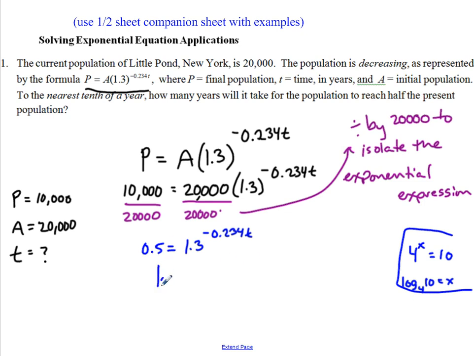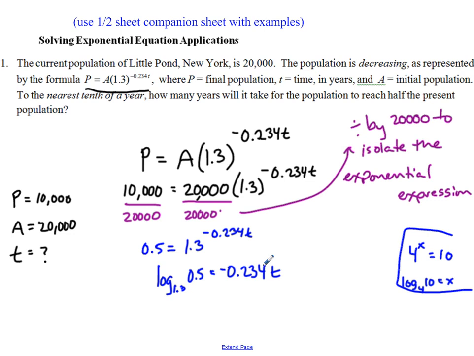Write a log expression, or log equation in this case. The base is 1.3, so it's log base 1.3 of 0.5 equals, now the log is the exponent, so it's negative 0.234 t. Still looks kind of hard, but the left side's all numbers, right? So that's not bad. My calculator can handle that. And then I just know what to do to get t by itself. I just divide. Okay, so I can do this.